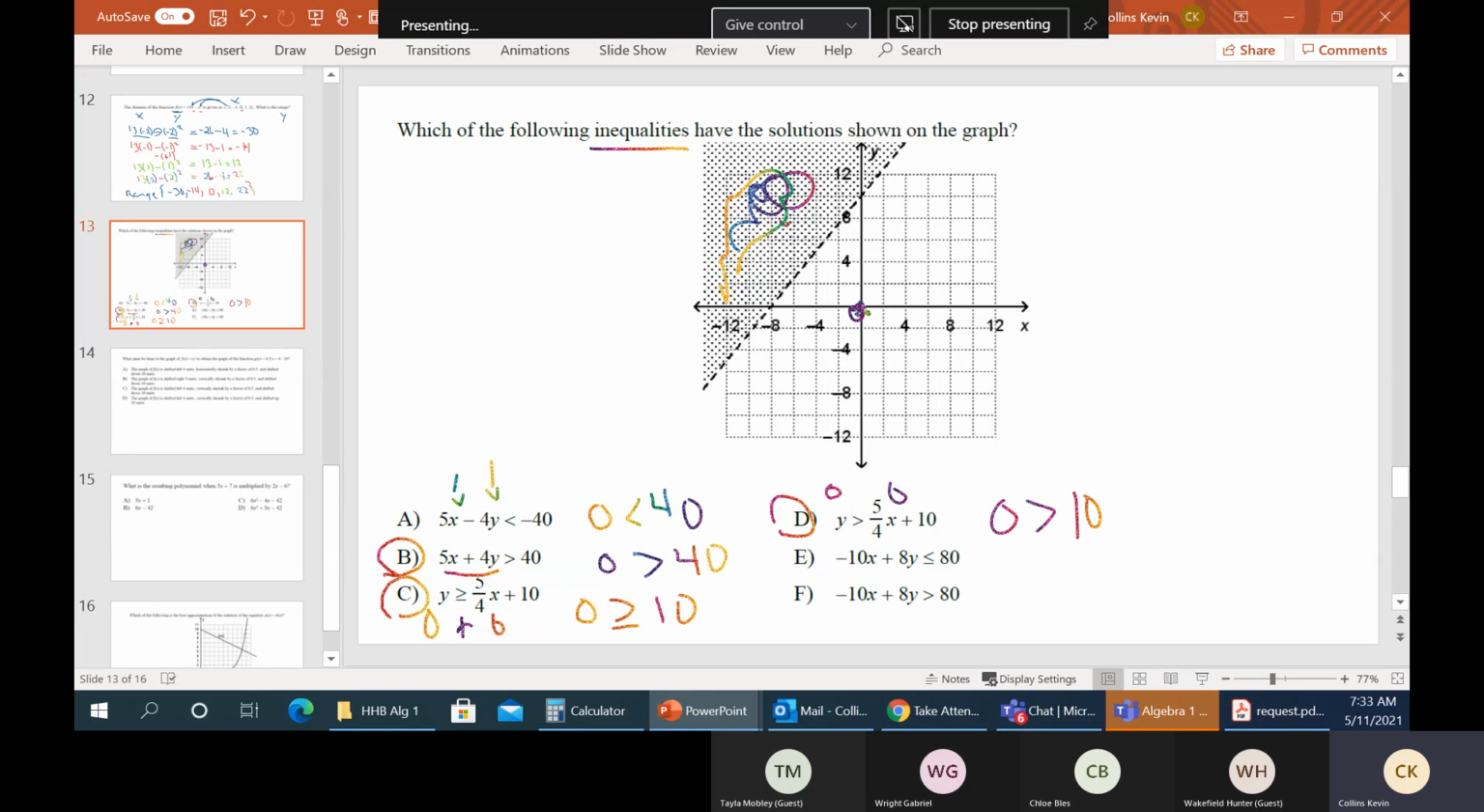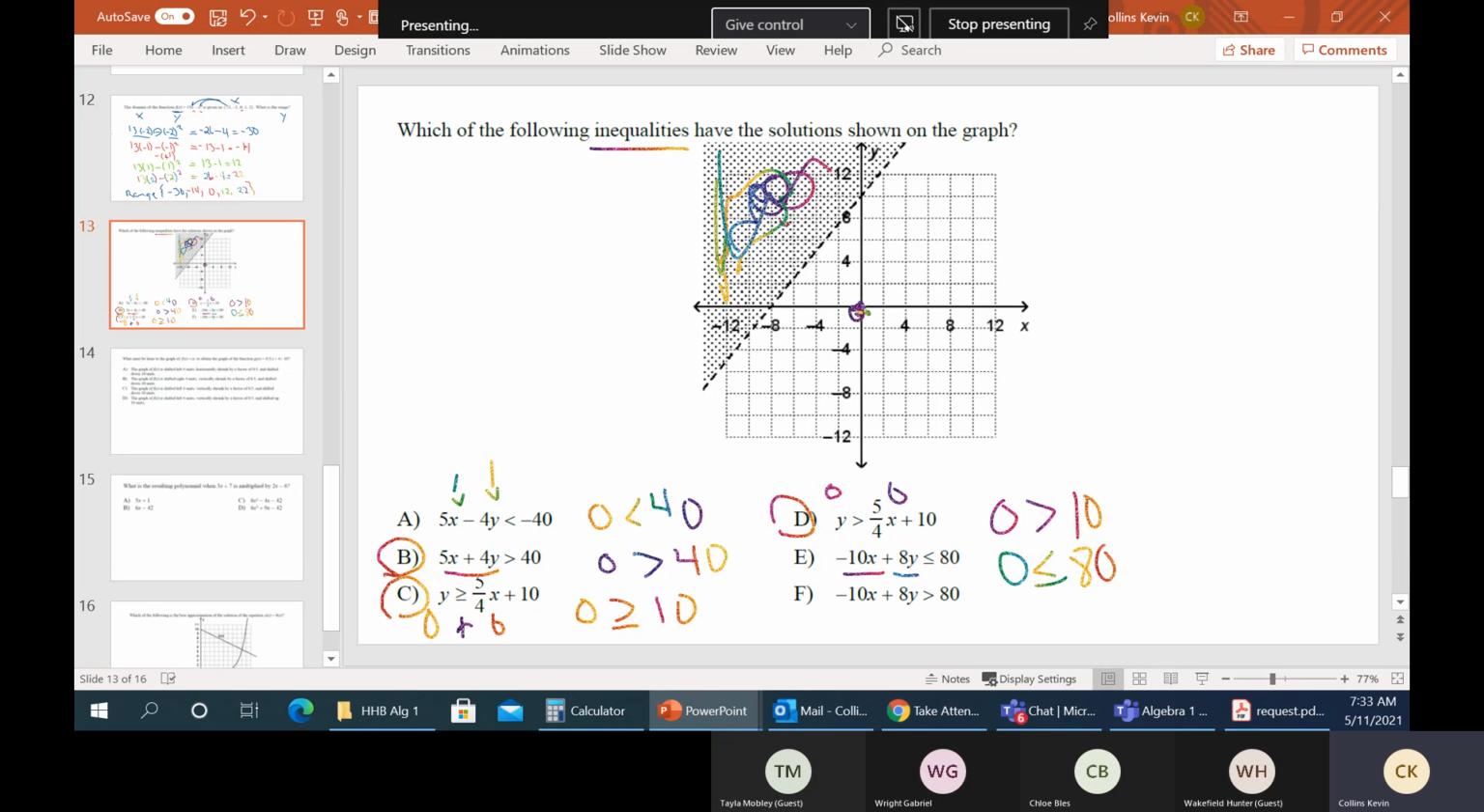Okay, so then this guy, same deal. We plug in a 0 here and a 0 here, so we're going to get 0 is less than or equal to 80. Now, is that true? Is 0 less than 80? Okay, so that means 0, 0 works. That means it's not up in here. So that guy doesn't work.